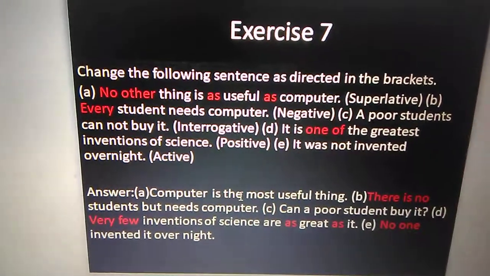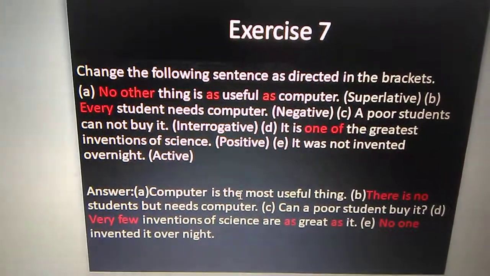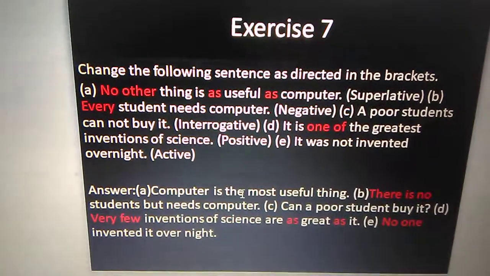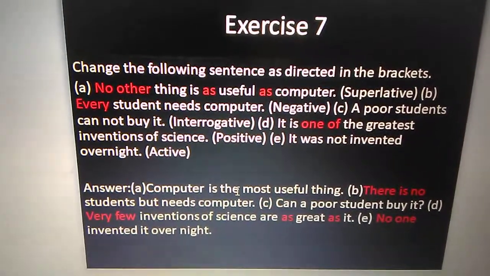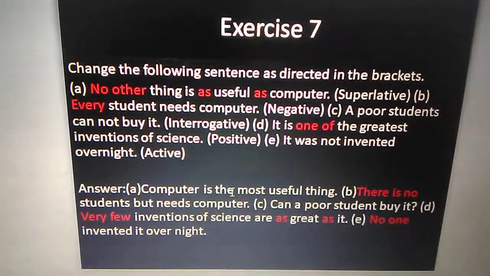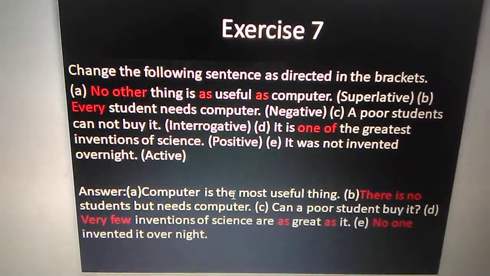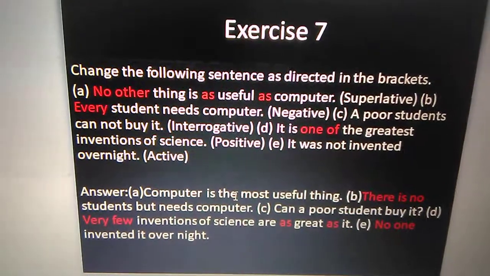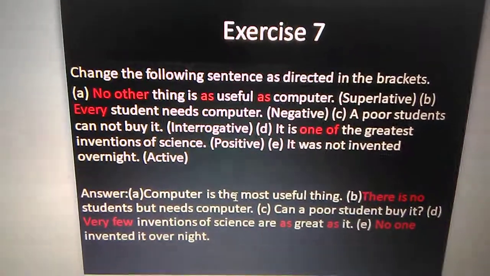Then, every student needs computer. You know the rule of every mother loves her child. Every student likes his studies. If you get "every" and you are asked to make it negative, then you have to delete every, and in place of every you have to put "there is no... but". Look here: every student needs computer. There is no student but needs computer.